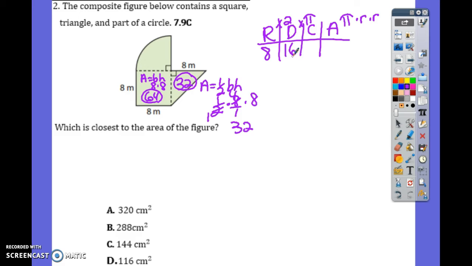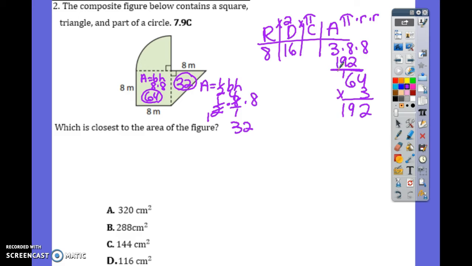So our area will be 3 times radius times radius. So we have 3 times 8 times 8. 8 times 8 is 64. 64 times 3: 4 times 3 is 12, carry the 1. 6 times 3 is 18 plus 1 is 19, so 192. So my area is going to be 192.